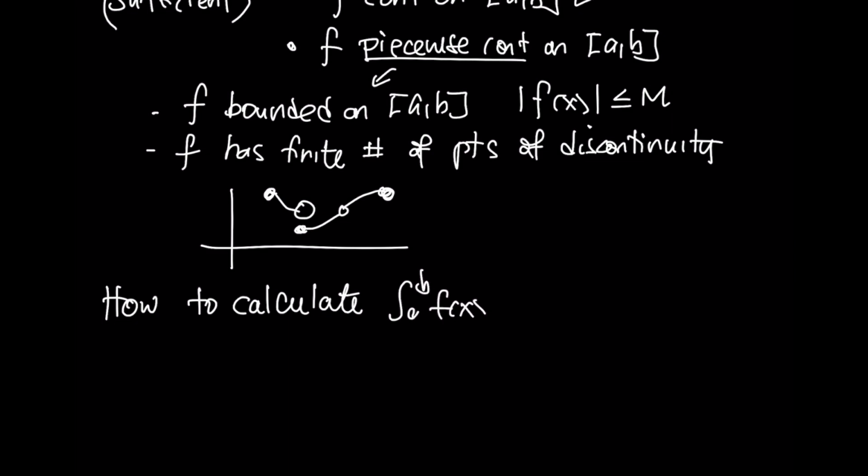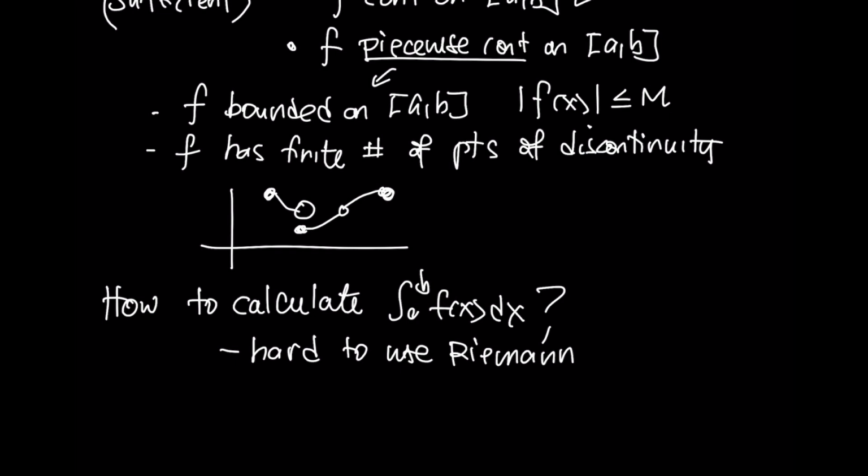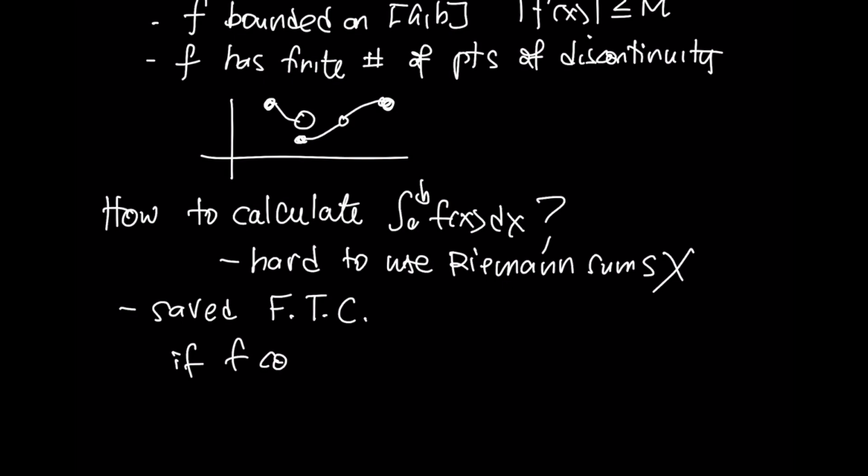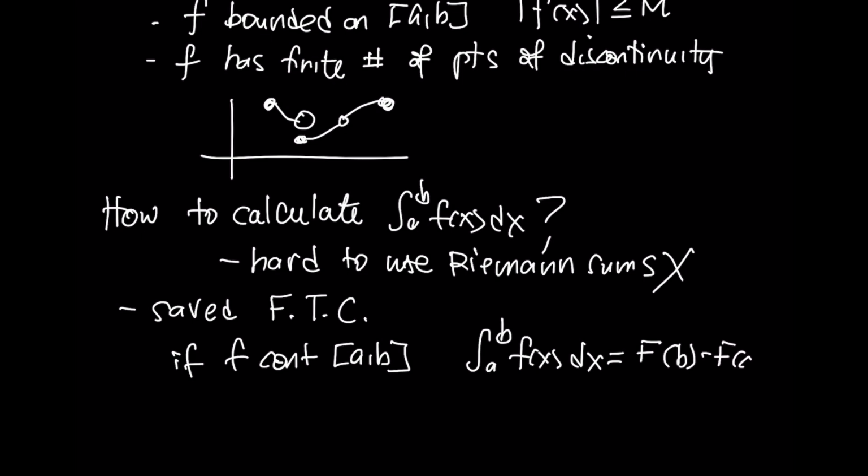But a more important question is, how do we actually calculate this definite integral? Other than very, very simple cases, it's almost impossible to use Riemann sums. We're saved by the fundamental theorem of calculus. Now, the fundamental theorem of calculus says if your function f is continuous on this interval a, b, then the value of this definite integral can be very simply computed by taking the difference in the antiderivative of the function. So the antiderivative is a new function that's related to your original function in this way.